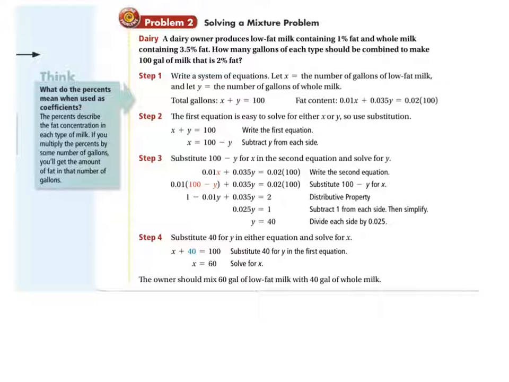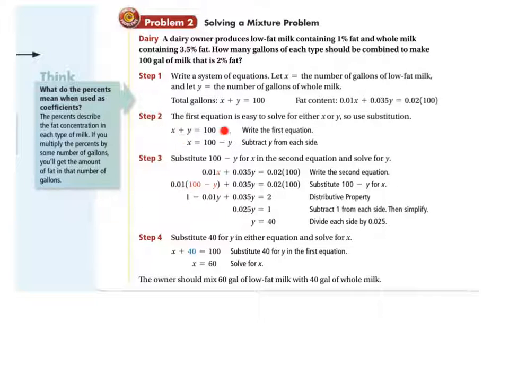The first equation, so over here on the side, it says the percents describe the fat concentration in each type of milk. If you multiply them times the number of gallons, the idea is to get the total in the end here. So the first equation is easy to solve for either X or Y. So that's why substitution is going to work so nice for these. And it'll be a lot tougher to try to create these if you're going to do elimination or something like that. But substitution will work just fine.